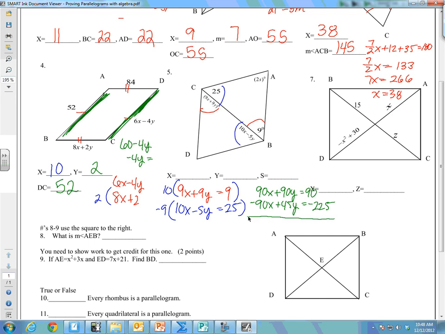Now I can add straight down. Your x's are going to go away. You're going to get 135y is equal to negative 135. So y ends up being negative 1.